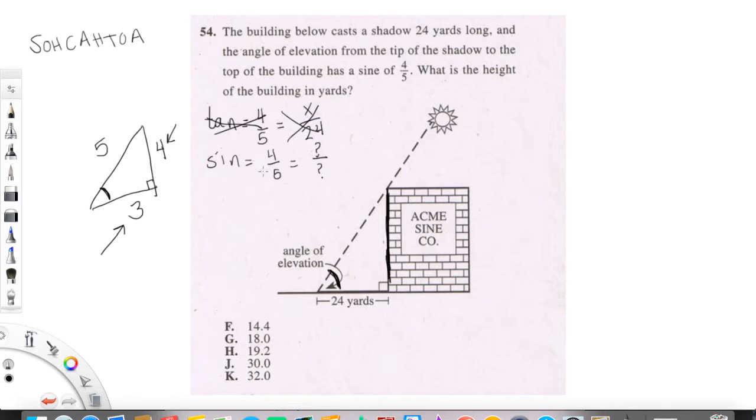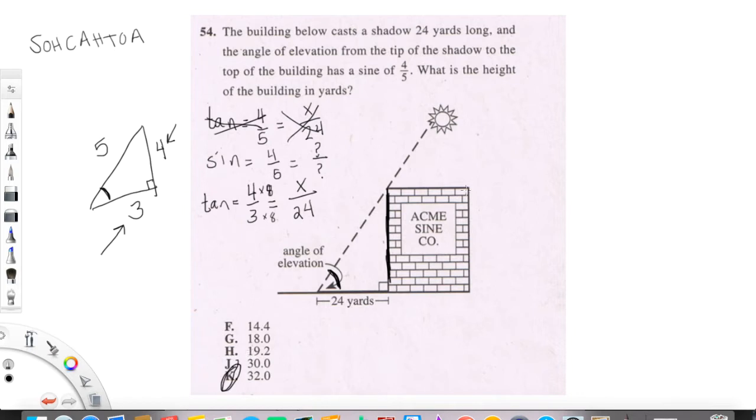So while the sine ratio is 4/5, the tangent ratio is equal to opposite, which is 4, over adjacent, which is 3. And therefore we can set that equal to x, since we're looking for the opposite, but we know that the adjacent is 24. So now we can simply solve this. We could cross multiply, or you might just notice that to get to 24 from 3, you just say 3 times 8. 3 times 8 gives us the 24. 4 times 8 would give us 32. So that's our answer right here.